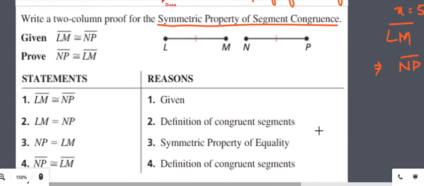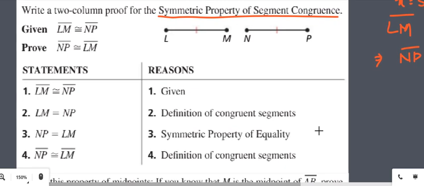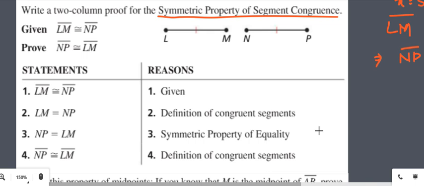This is exactly what I told you. Now let's begin the proof. We wrote the first statement, that LM is congruent to NP, because it is given to us. Clear? Then if they are congruent, that means their measures are equal. So by using the definition of congruent segments, I can write LM, the length of the line segment LM, equals NP.